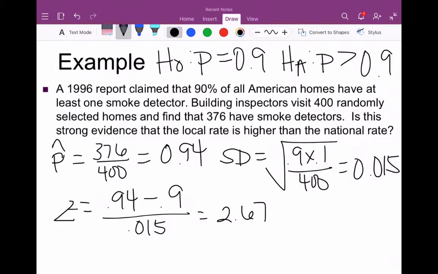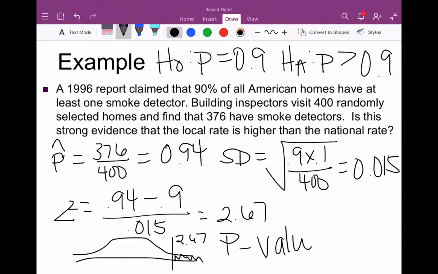Then from here we have to calculate our p-value. So I'm going to sketch the normal model to show the area that we need. So here would be a z-score of 2.67. My alternative is greater than 0.9, so I'm looking for greater than that, so just that area right there. So then that will give me a p-value of 0.0038 or 0.38%. Now this is a low p-value. With a low p-value, we reject our null hypothesis.